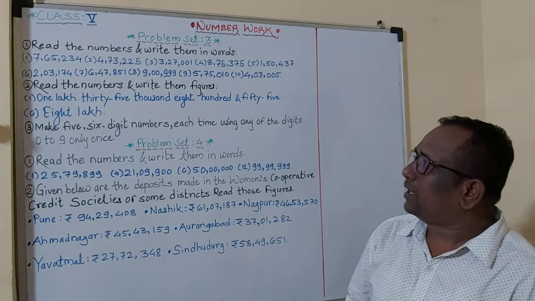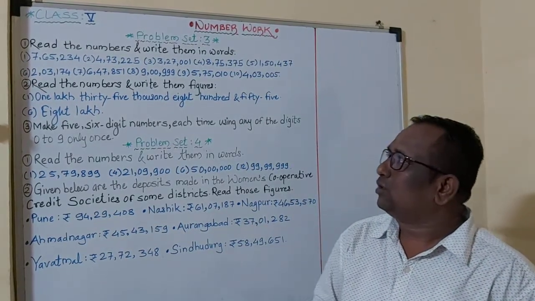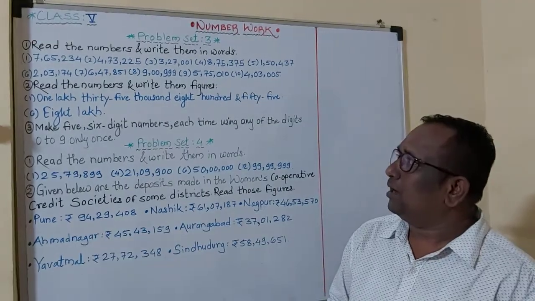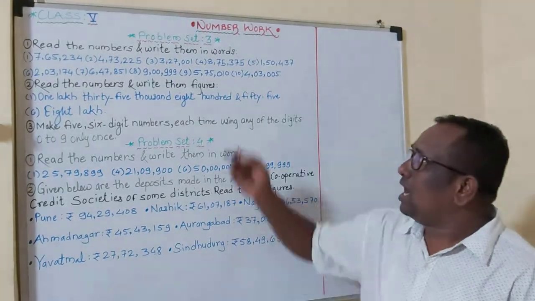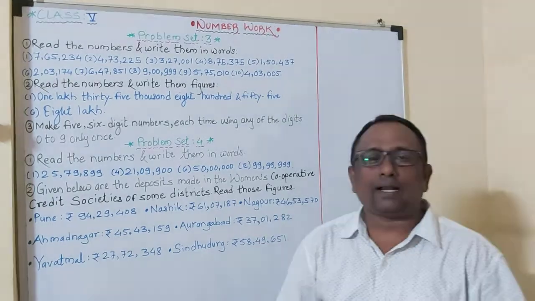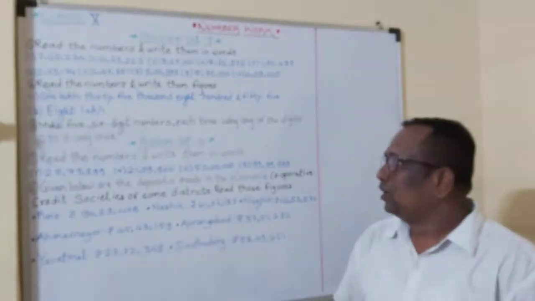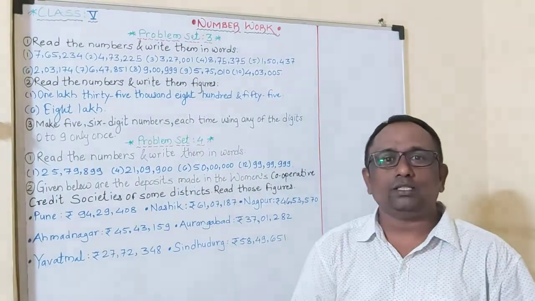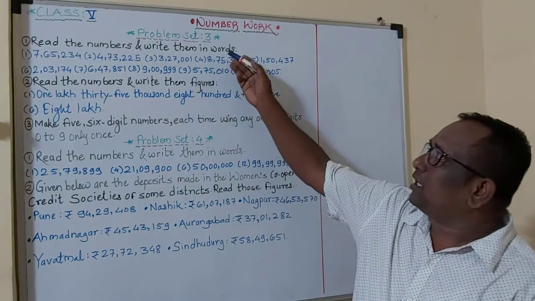In this practice set, or problem set, we are going to learn the 6-digit number. 6-digit number means up to the lakh place. After that there is problem set 4. In 6th standard you have the name practice set. Here again, 7-digit numbers. 7-digit means the 10 lakh place. Okay, let's see problem set number 3.